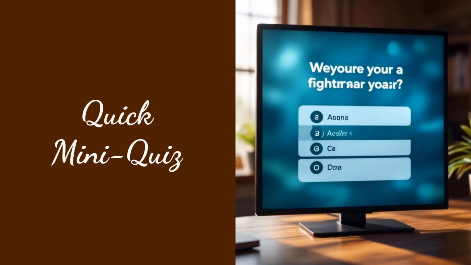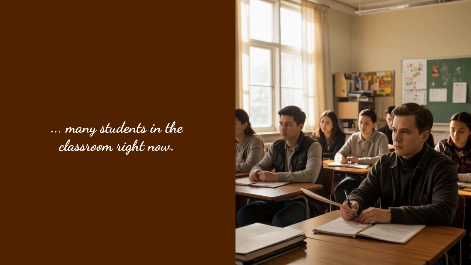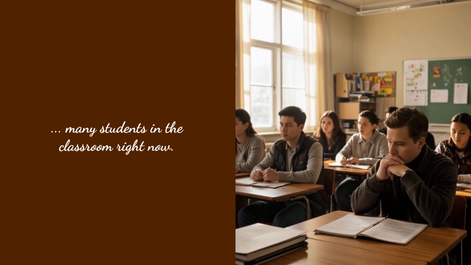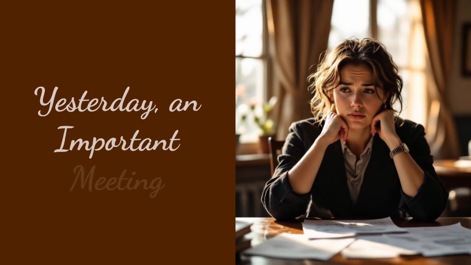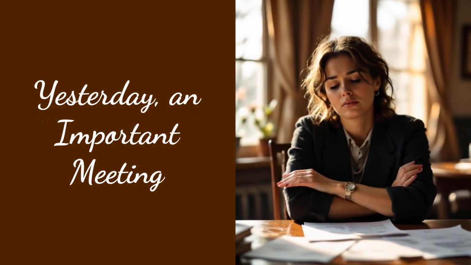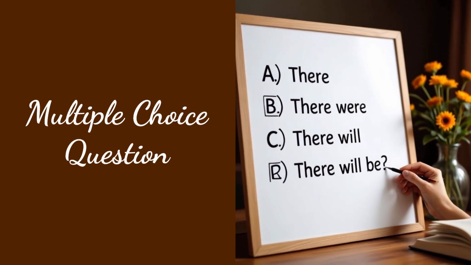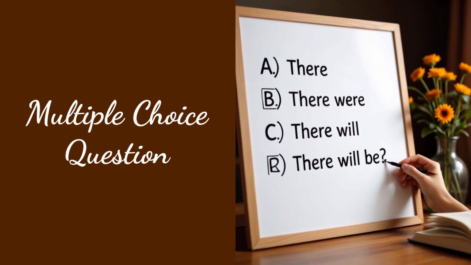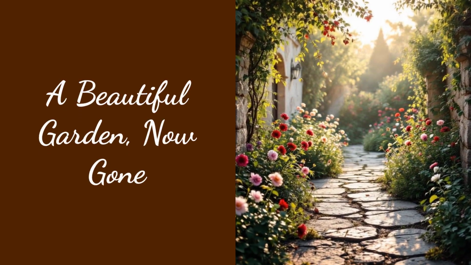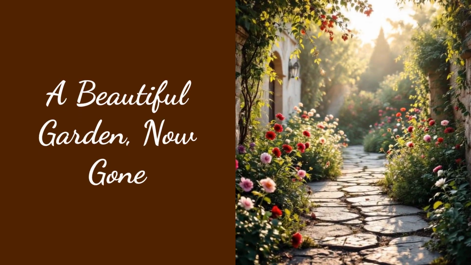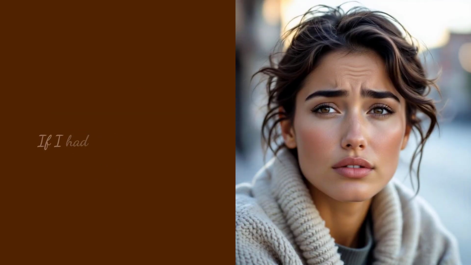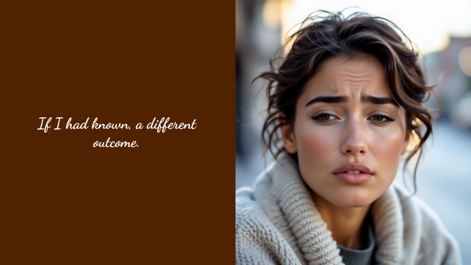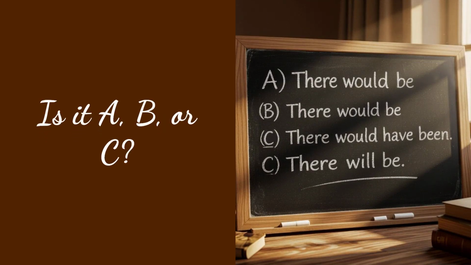Choose the best option for each sentence. Question 1. Many students in the classroom right now. Is it A, there is, B, there are, C, there was? Question 2. Yesterday, an important meeting. Is it A, there was, B, there were, C, there will be? Question 3. For years, a beautiful garden here, but it's gone now. Is it A, there has been, B, there have been, C, there was? Question 4. If I had known a different outcome. Is it A, there would be, B, there would have been, C, there will be?